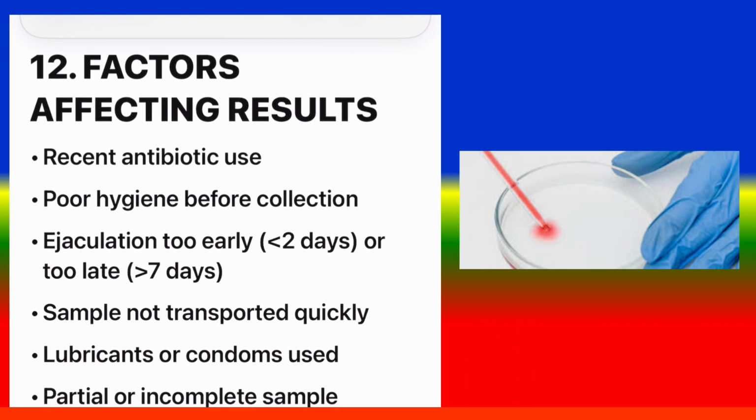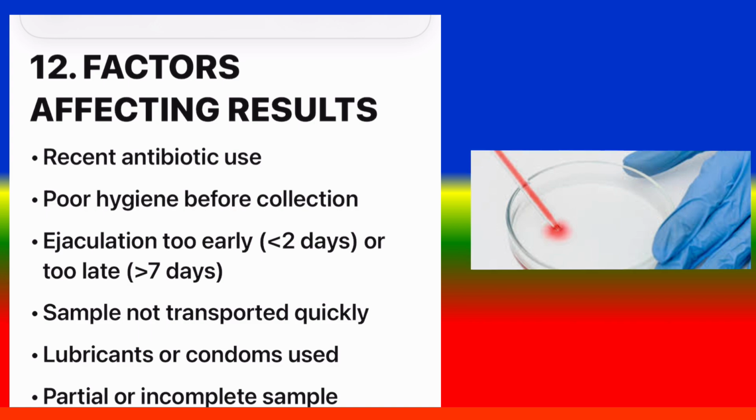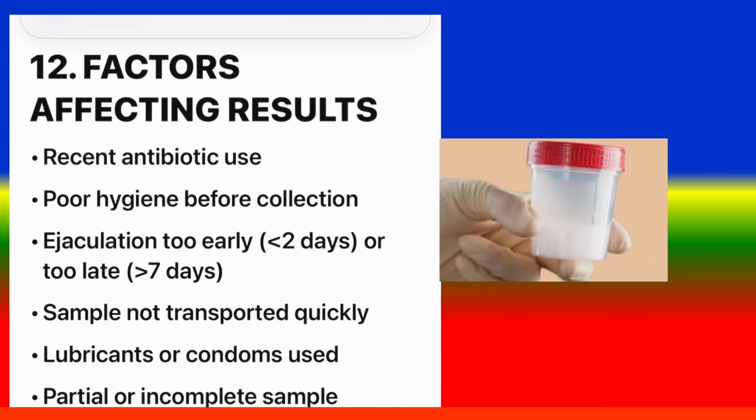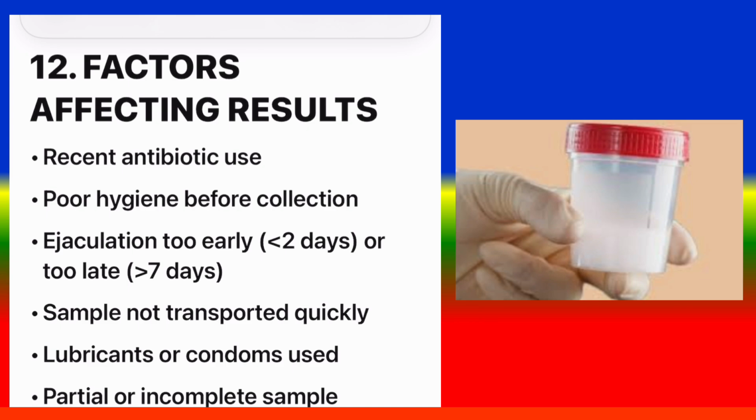Number 12, factors affecting results. Recent antibiotic use, poor hygiene before collection, ejaculation too early (2 days) or too late (7 days), sample not transported quickly, lubricants or condoms used, partial or incomplete sample.